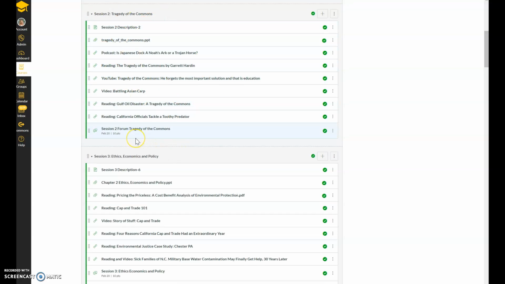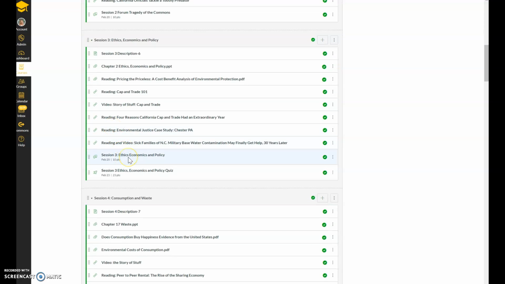And if you look here, there's no quiz with Tragedy of the Commons. And the reason for that is because there's no textbook chapter that is associated directly with Tragedy of the Commons. They mention it in the textbook, but they don't have a whole chapter on it. So you'll see there's no quiz due here, okay? But you will have a quiz for the Ethics, Economics, and Policy, because there's a chapter in the textbook that goes along with Ethics, Economics, and Policy.